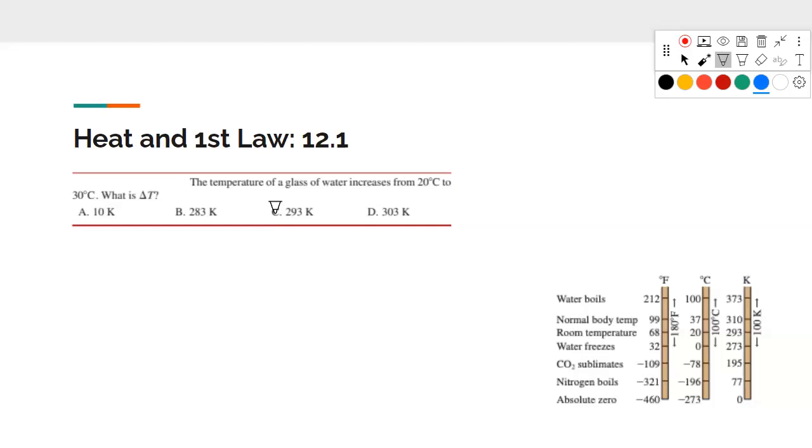I won't expect you to really do that here, but what I do expect you to know is that to go from Celsius to Kelvin, we just add 273. And so Celsius and Kelvin, because they're just related by some additive constant, differences in temperature are the same in Celsius and Kelvin. So here we're increasing water from 20 degrees Celsius to 30 degrees Celsius. So that would be a 10 Kelvin temperature change.